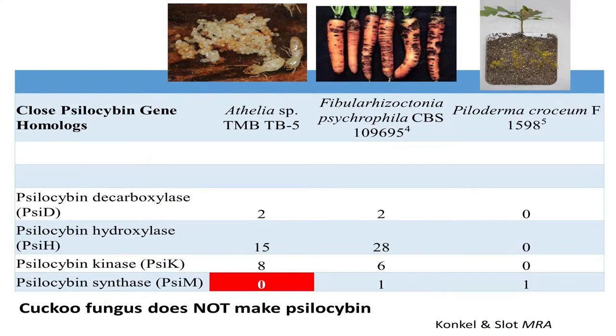I'll repeat the question. It's strange that this Pyloderma crocium here, which is a mycorrhizal fungus related to this Fibularis actonia species here, has just one of the psilocybin genes here. It has the methyltransferase. Very bizarre. We think that it's because all three of these species are closely related.